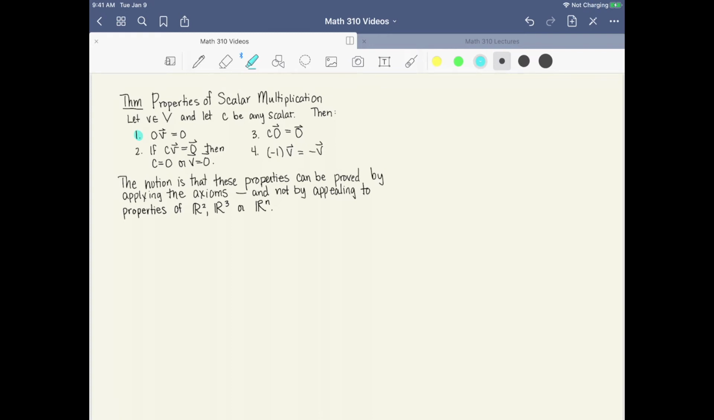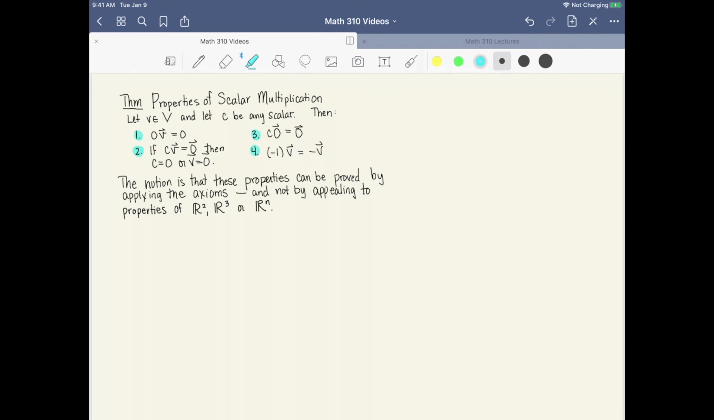Second, if you take a scalar multiple of v and you get the 0 vector, then that must mean that either the scalar was 0 or the vector that you started with was 0. Third, if you have a scalar c and you multiply it times the 0 vector, you get the 0 vector. And fourth, if you multiply your vector times -1, you get minus that vector. These are all extremely sensible.